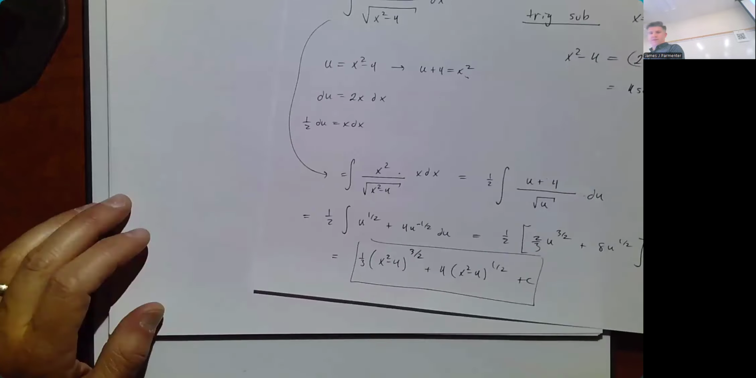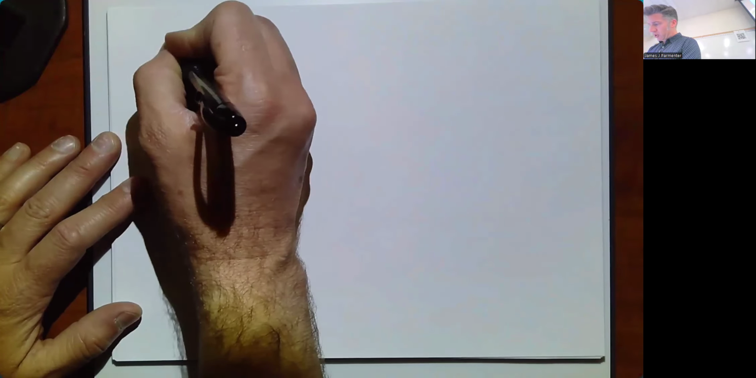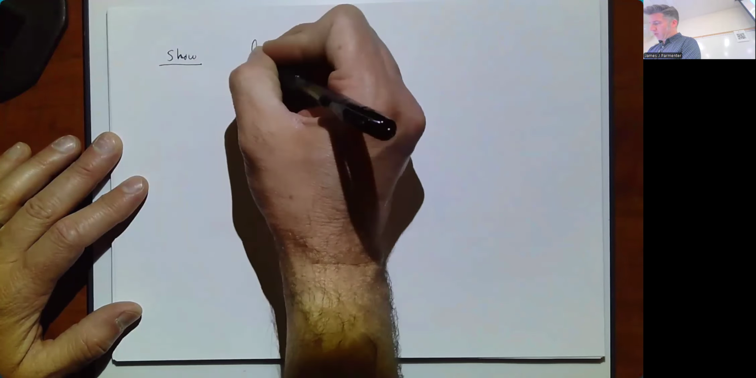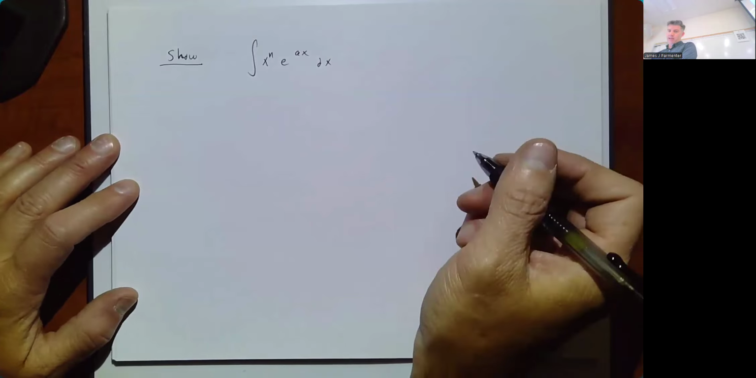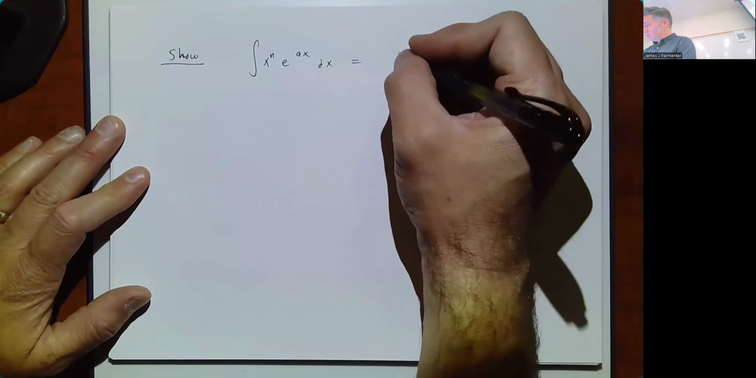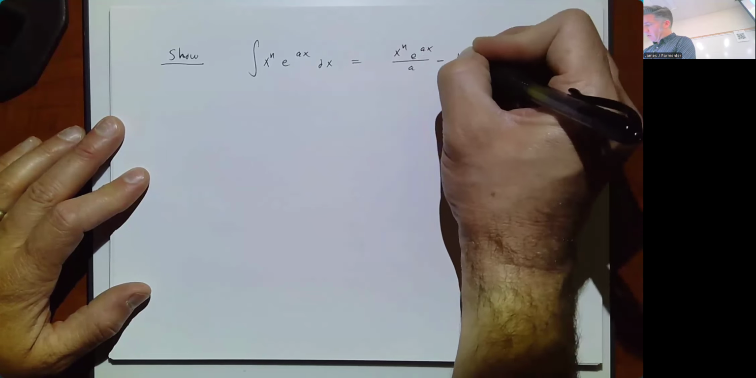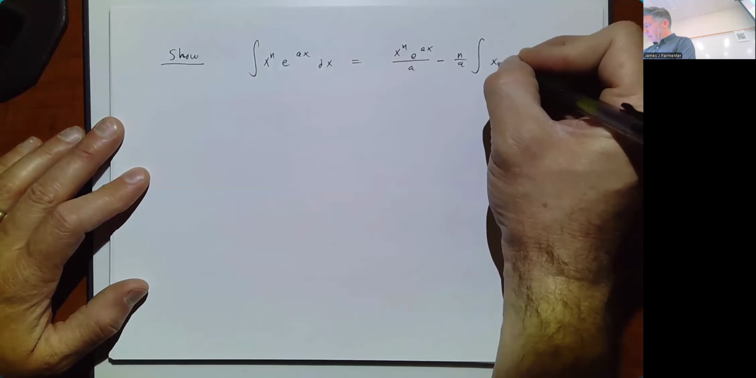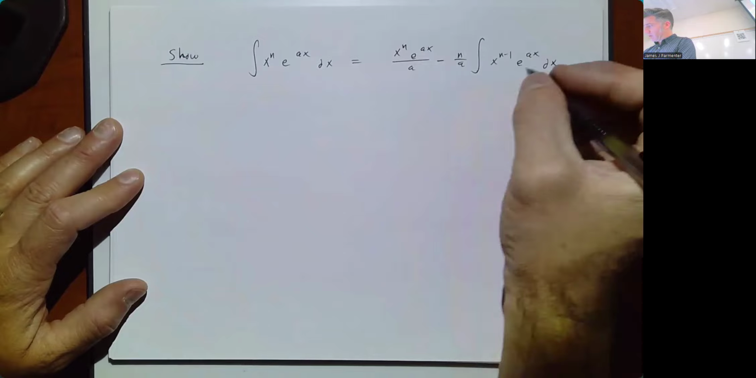Here's the question. This is like question 69 from some handout, from section 8.1 or 8.2. It's asking us to show that the integral of x to the n times e to the ax, where a is a constant and n is a positive integer, is equal to x to the n e to the ax divided by a minus n over a times the integral of x to the n minus 1 e to the ax dx, where a is not equal to 0.